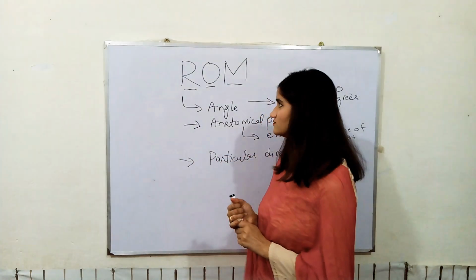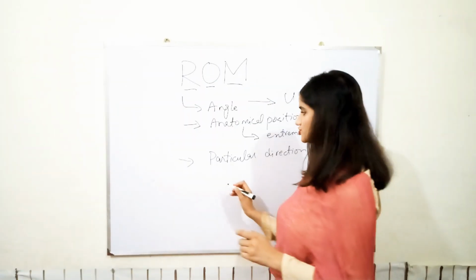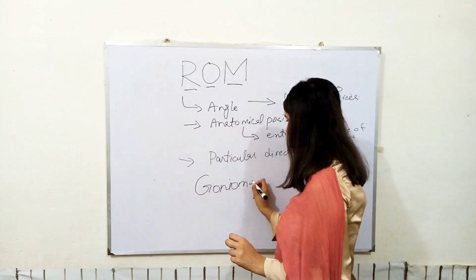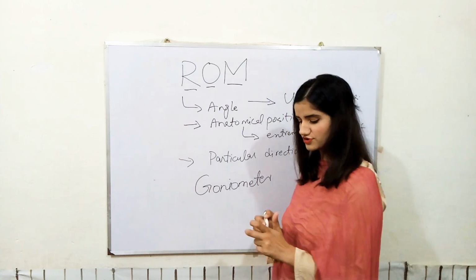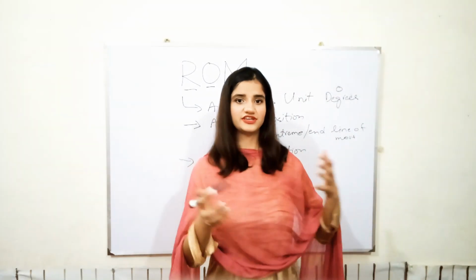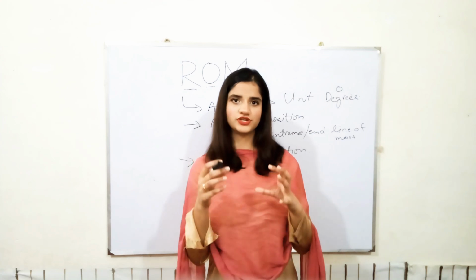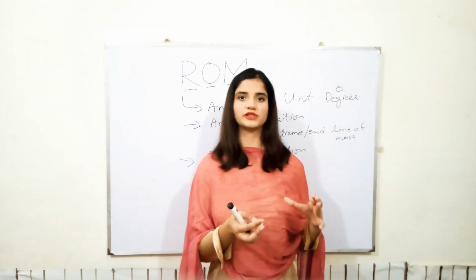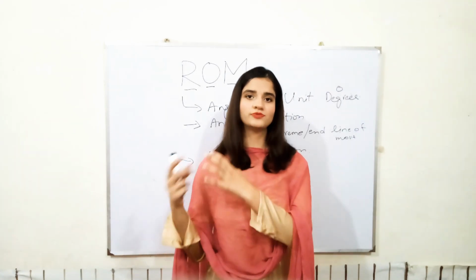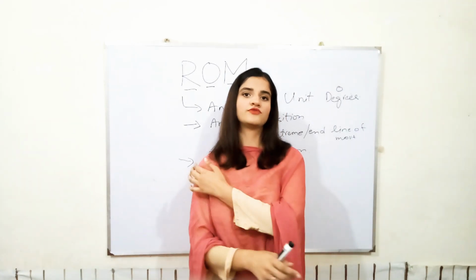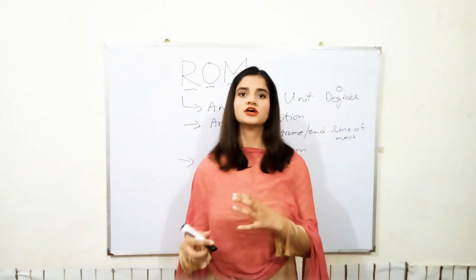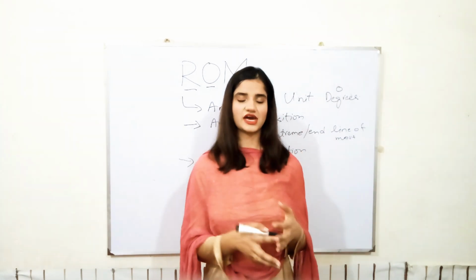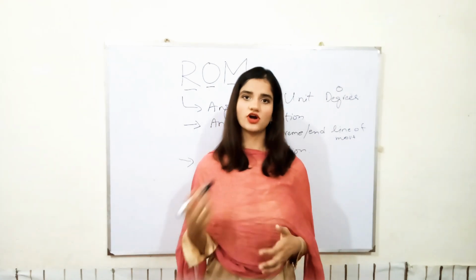There is a device we can use for measuring range of motion, which is known as a goniometer. It's a very simple device through which we can measure the range of motion. It is a protractor-like object which has two arms. One arm is fixed and the other is movable. We put the goniometer on our joint, and then we place these two arms according to particular positions, and we measure the range of motion according to that.